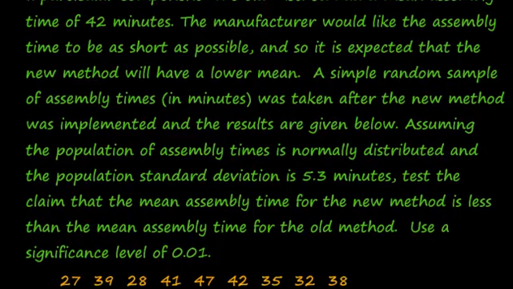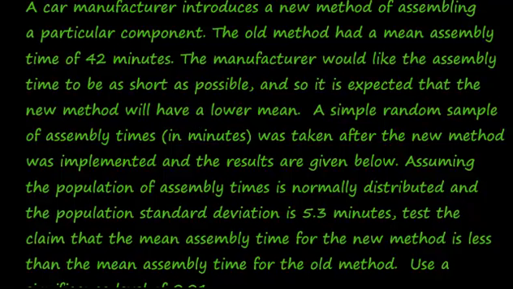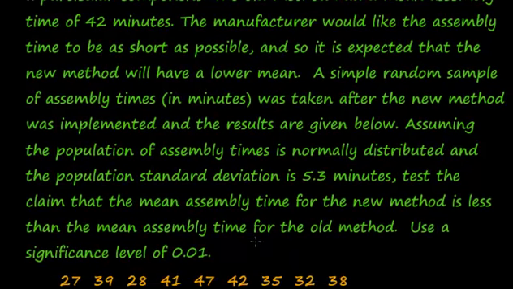Okay, let's look back through the problem and see what we need to note. The old method had a mean of 42, and the claim is that the mean time for the new method is less than the old, so our claim is going to be less than 42 minutes. We'll write that up in just a minute. We have a simple random sample, and we have a normally distributed population. We have a standard deviation for the population of 5.3, so sigma is 5.3 minutes. Our alpha is 0.01.